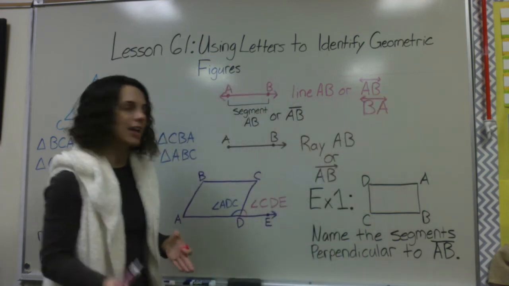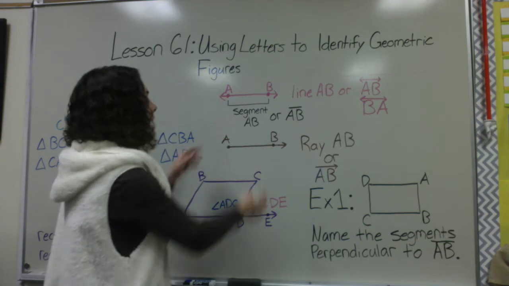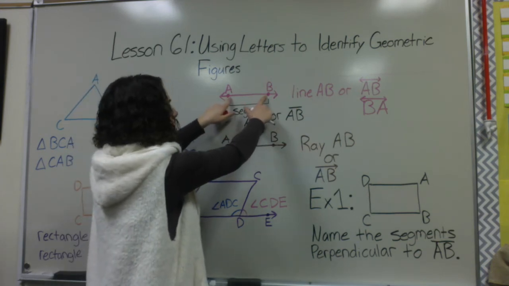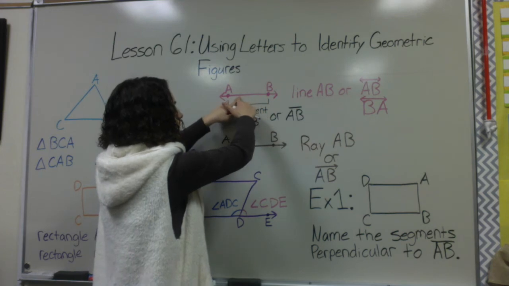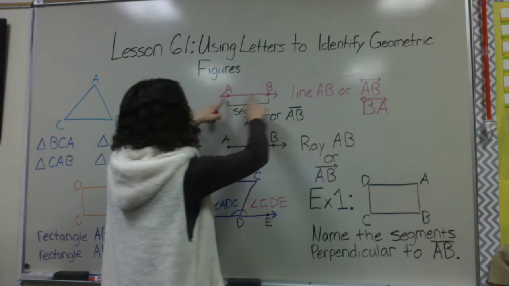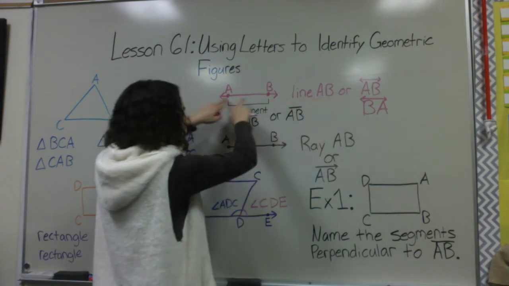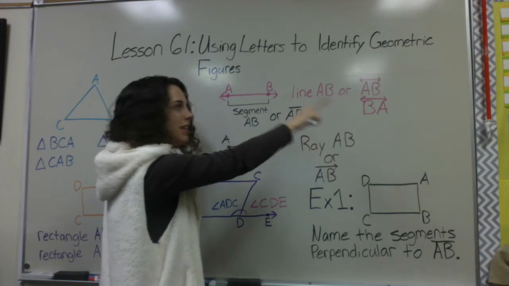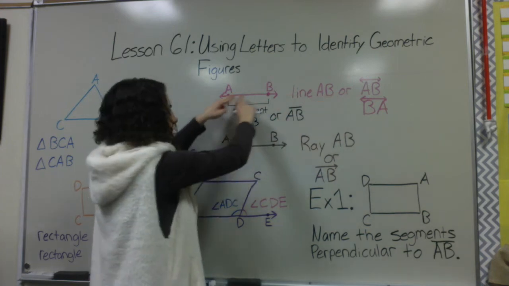I'm not naming the segment. Those are 2 different things. I could, if I wanted to name a segment and say segment AB, I'm looking at just this part of my figure. I say line AB, that means I'm looking at the entire thing, including the part where the arrows are pointing, that it continues and does not begin and does not end. That would be the line part of it.